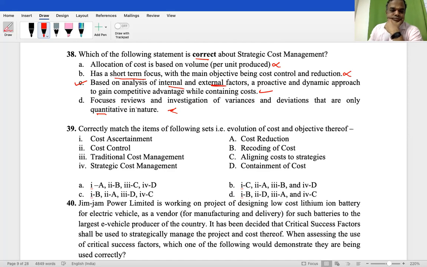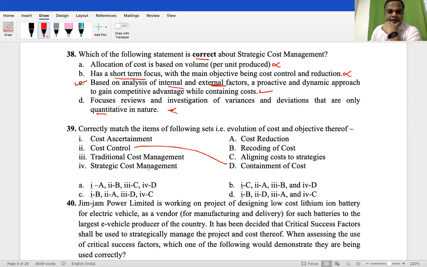Next. Correctly match the items of the following sets, that is, evolution of cost and objective thereof. Option 1, cost ascertainment, cost control, traditional cost management, strategic cost management. Match with cost reduction, recording of cost, aligning of cost to strategies, or containment of costs. Cost control is for containment of cost. Whatever is easy, we can fill first.